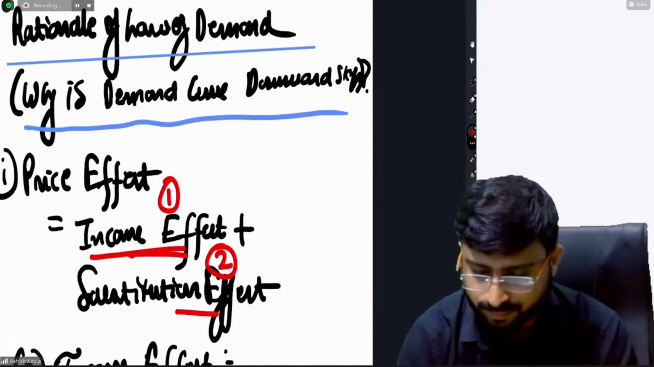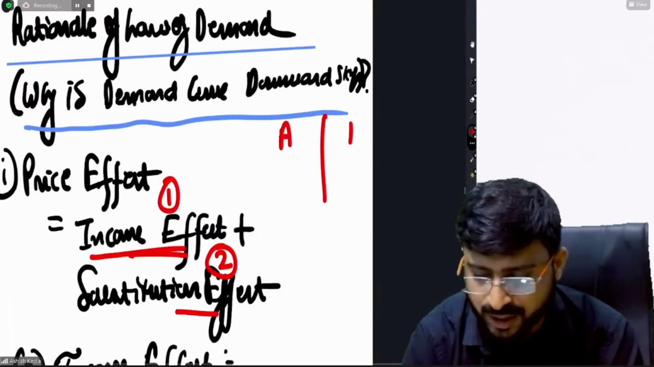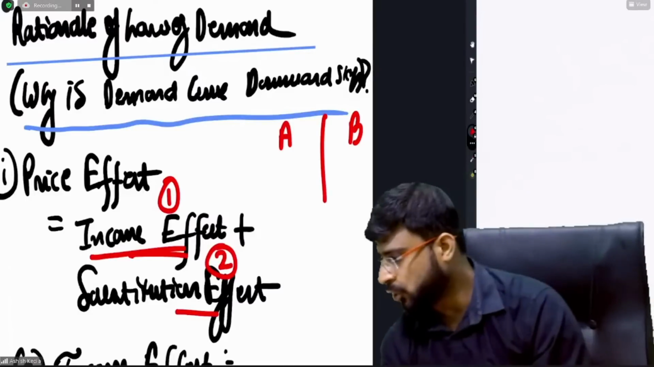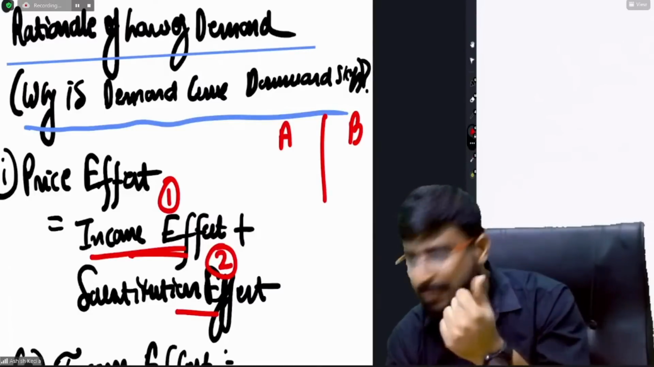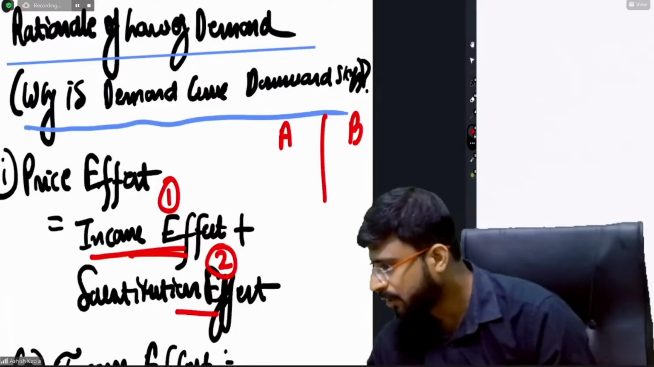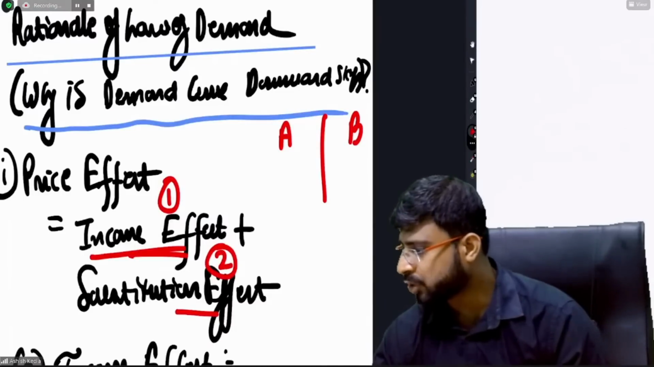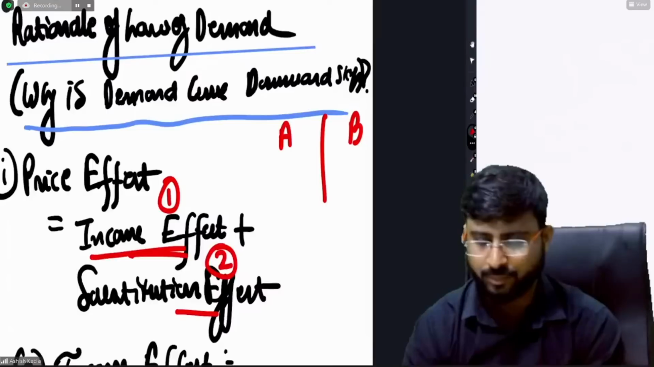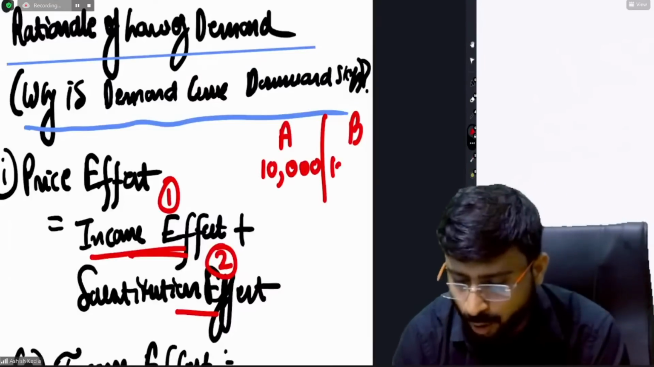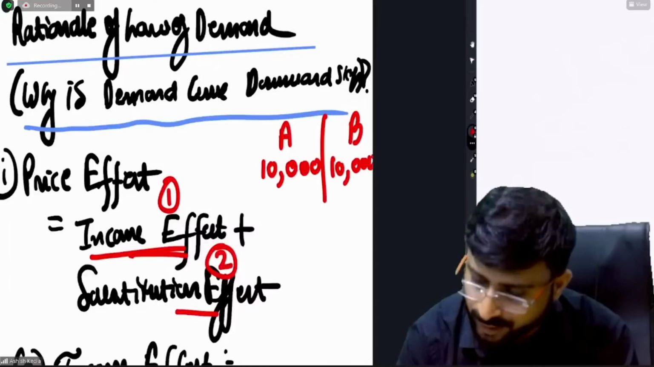See, if there are two individuals, Mr. A and Mr. B, both have nominal income. Nominal income means the money in hand. Both have the same nominal income. So suppose Mr. A receives 10,000 in hand. Mr. B also receives 10,000 in hand.